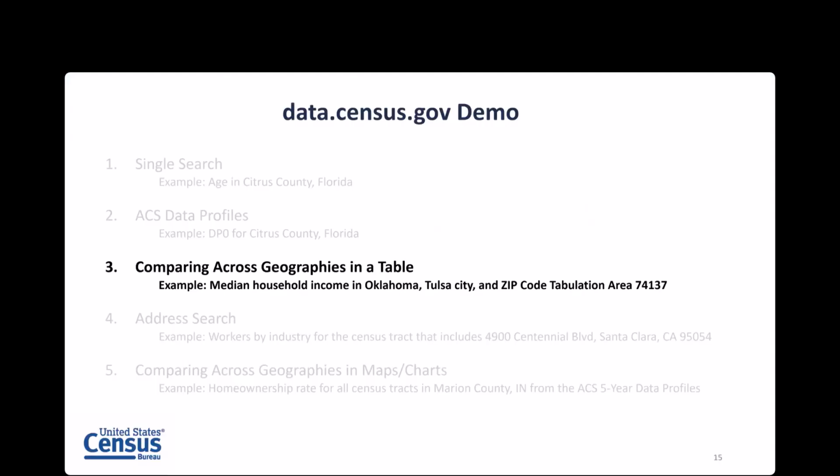So for our next example, we're going to look at comparing across geographies in a table. I'm going to pull up a table for median household income across Oklahoma, Tulsa, and a zip code area in Tulsa. And then once we view that data, we're also going to show you how you can save those results.